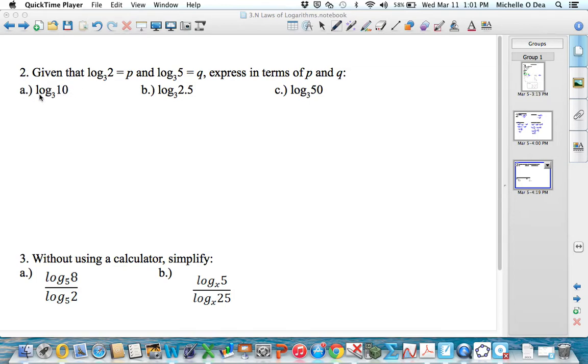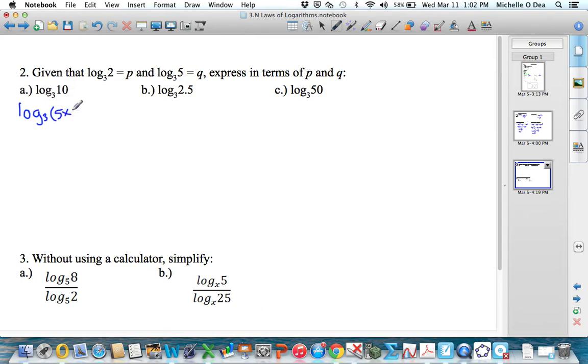So we're basically now making this bigger, we're expanding it. So something I noticed straight away is I could write 10 as 5 times 2. And that's useful seeing as we have information about log 5 and log 2. But this is for log 2 and log 5 base 3, not log of 5 times 2. So now I need to use my log rule.